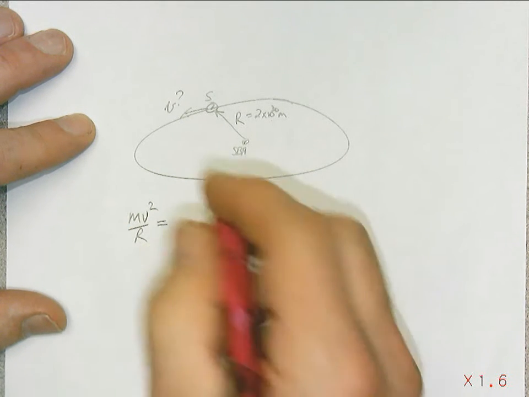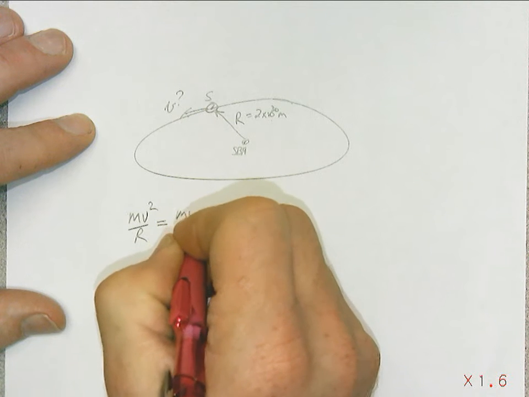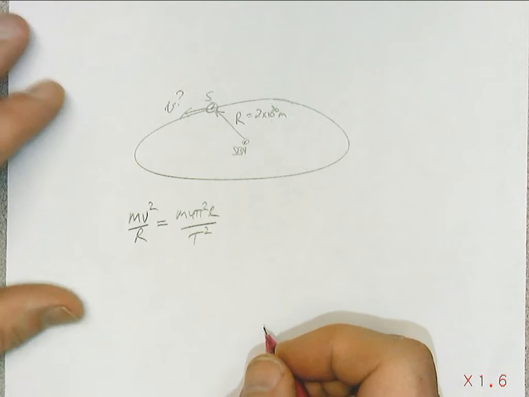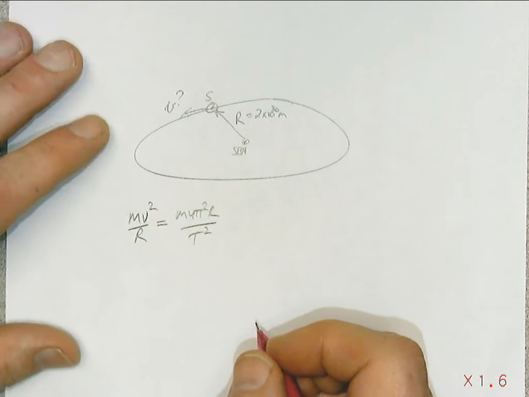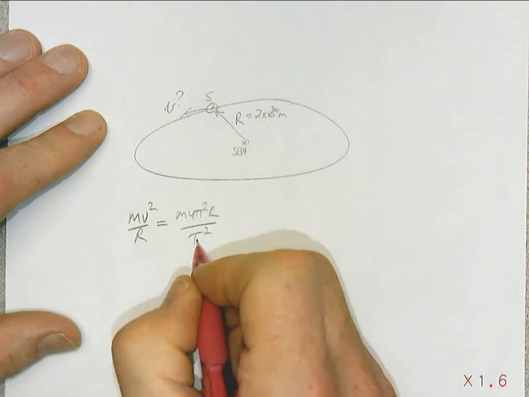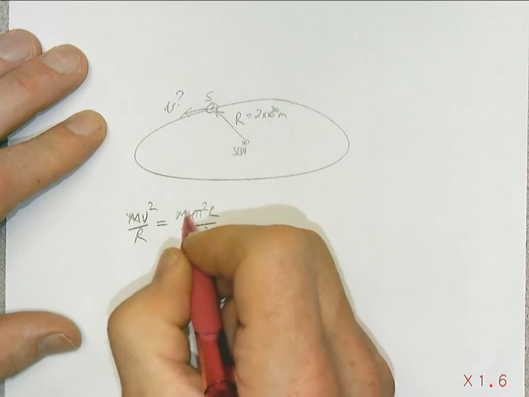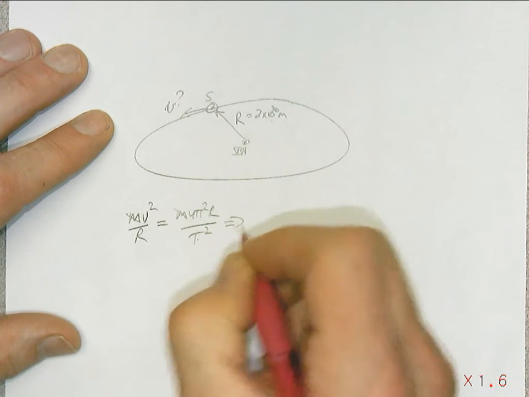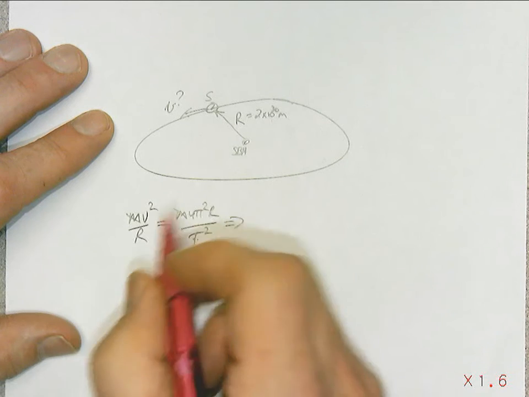However, that's equal to m 4 pi squared r over t squared. So that's our other formula for centripetal force, or one of the other ones. If this is where you started, you realize, because it gives you information about the period, now the masses go away. We don't care about the mass. But we have information about this, so maybe that'll help us.